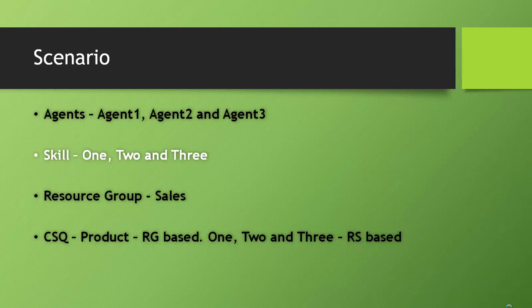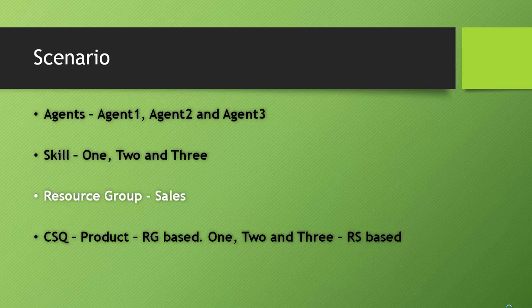So once we get into the lab, you will better understand what we do with that. Okay, so for the resource group, we are going to create a resource group called Sales, and we will assign all three agents to the group called Sales.